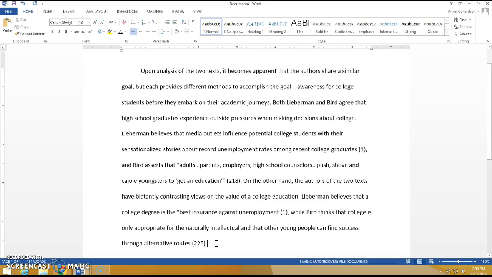After I give this evidence, I probably need one more sentence of commentary to sort of wrap up my thoughts for this compare and contrast. So remember that when you're writing your own. But I've given you a little taste of what a compare and contrast paragraph should look like.